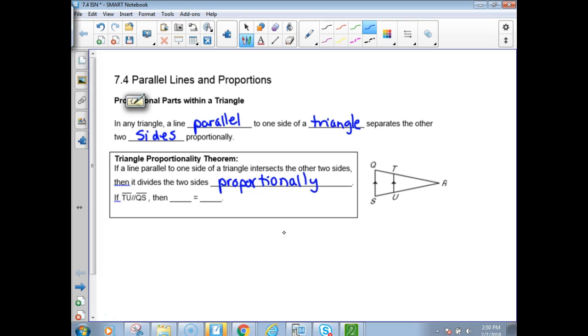Okay, what that would mean is that QT is to TR as SU is to UR. Okay, I'm going to color code those just for a sec. So QT is to SU, you can go that way too, as TR is to UR. Now, the way I did it here was the bigger ones were on the bottom and the smaller ones were on the top.